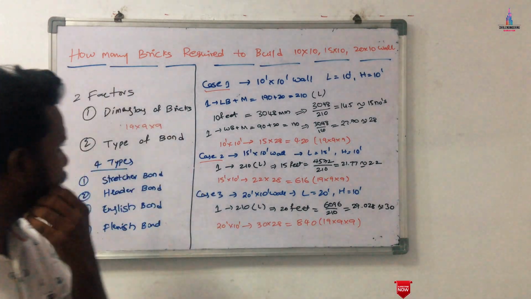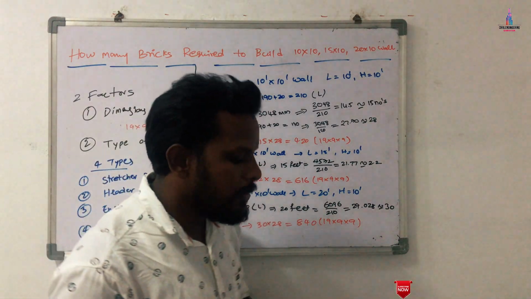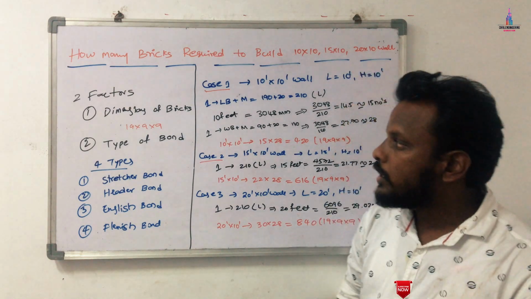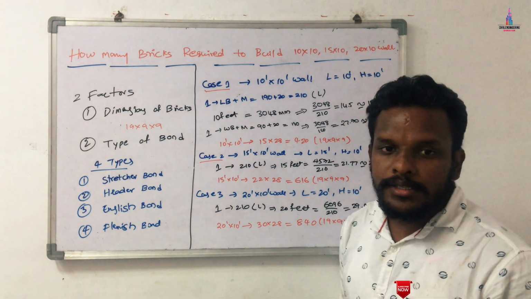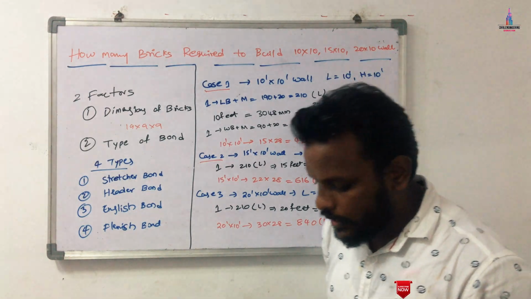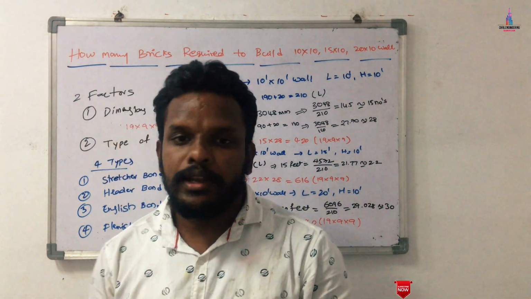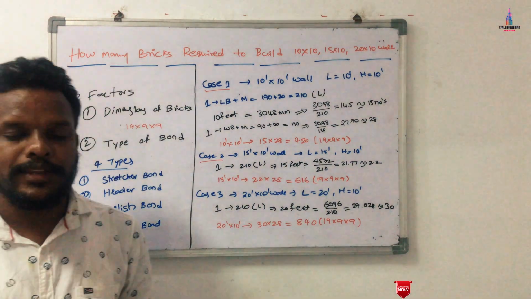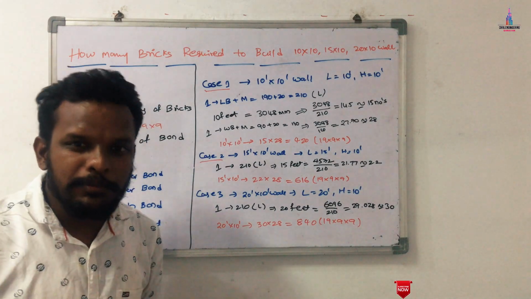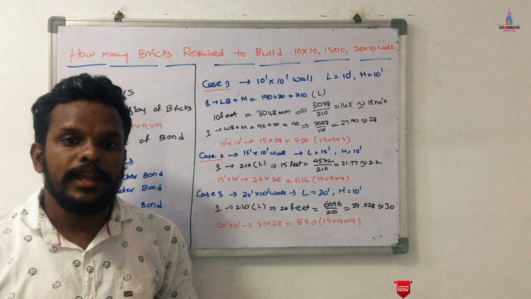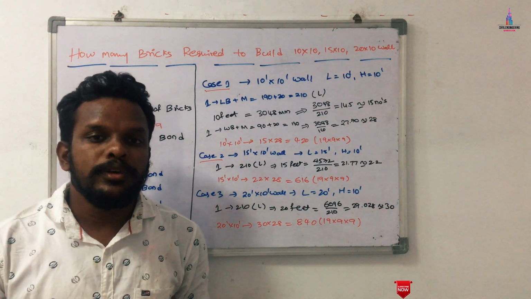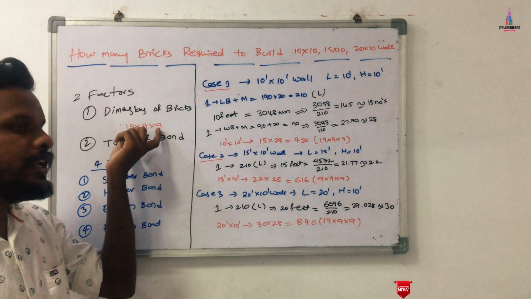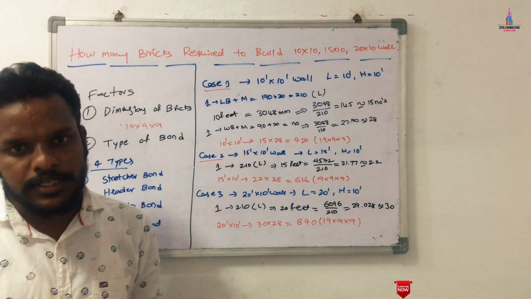Basically, we will take two types of factors which mainly affect the number of bricks required for the construction of the wall. Those are the dimensions of the bricks as well as the type of bonding. For the construction of any kind of wall, we frequently use a brick with dimensions of approximately the standard 19 x 9 x 9. If you increase these dimensions, the number of bricks will decrease. In the same way, if you decrease the dimensions to a lesser value, the number of bricks will obviously increase.